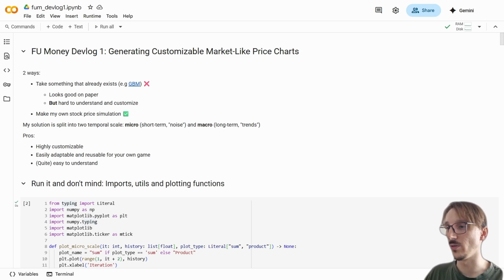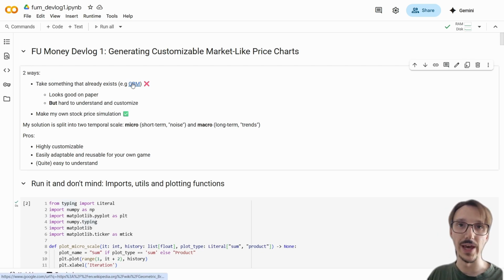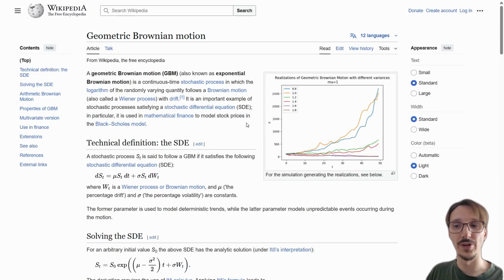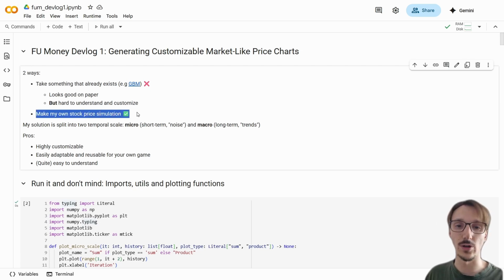When I started to work on that, I had two options. Option one was to take something that already exists, like GBM. And as you can see, GBM looks pretty good, but it will be hard to implement and control inside the game. And I needed something that I fully understand and control. So that's why I decided to do my own stock price simulation.